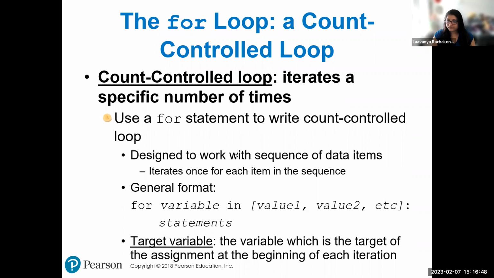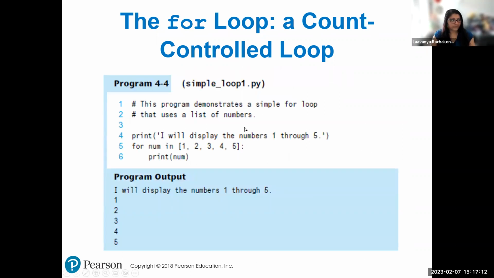So you are creating a sequence of items, and for each and every iteration, for example, for the first execution or iteration, the variable will be value 1. Next, for the second iteration, the variable will be value 2. Third iteration, the variable will be value 3. Fourth will be value 4, so on and so forth. So let's take a look at this example here.